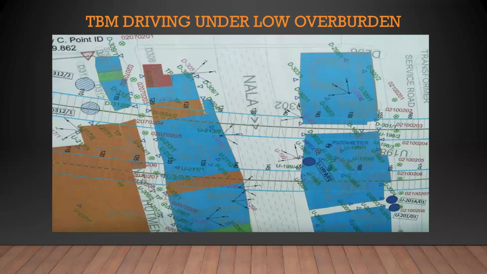Face pressure: the range of the face pressure was, according to the design, 0.3 bar to 1 bar. The maximum thrust force we used was 18,000 kilonewton and the cutter torque was 1,500 kilonewton meter maximum. Then grout volume, 130% of excavated volume. Then grout pressure, 2 to 3 bar was there.